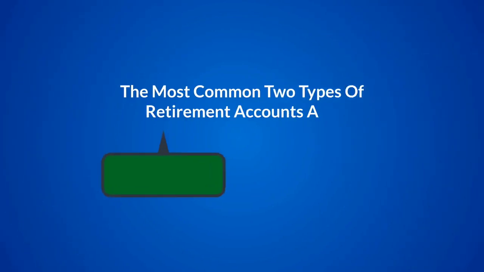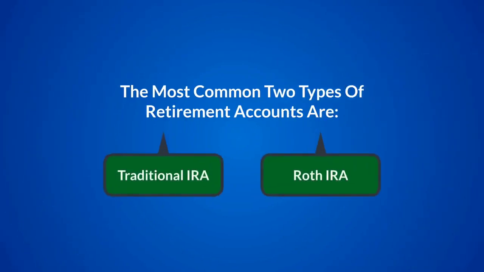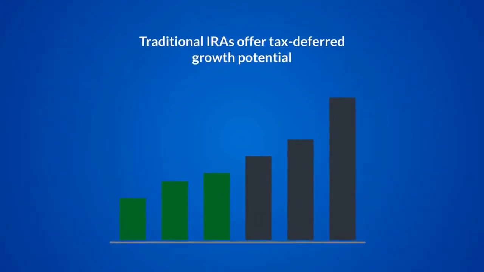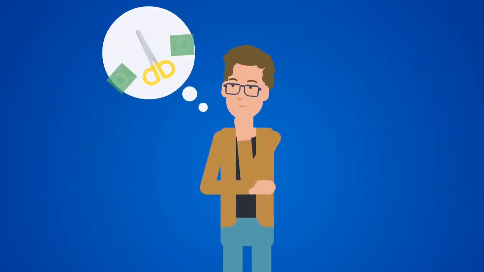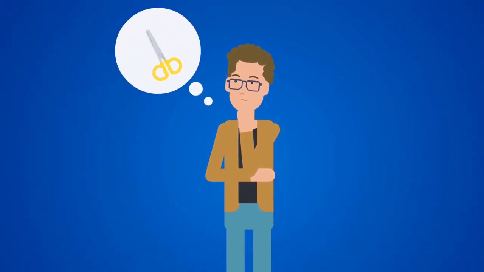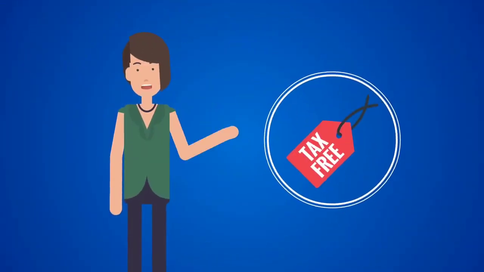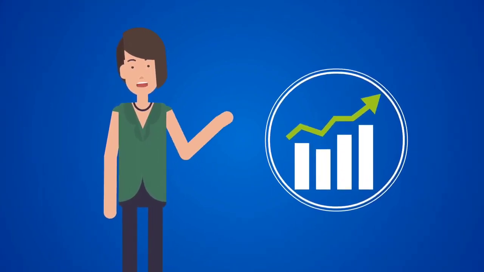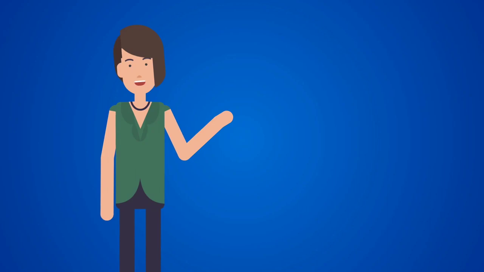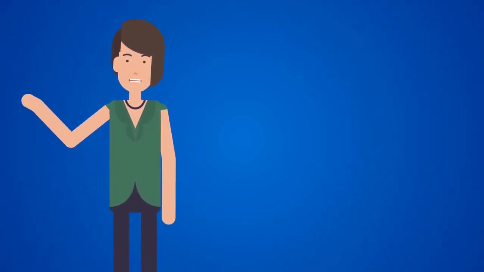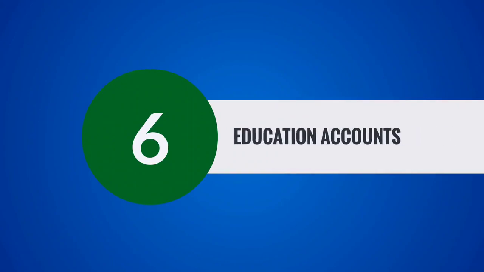The two most common types of retirement accounts are: traditional IRAs, which offer tax-deferred growth potential. It is best suited for an individual who expects to be in the same or a lower tax bracket. On the other hand, Roth IRAs offer tax-free growth potential. It is best suited for an individual who expects to be in a higher tax bracket when he or she starts taking withdrawals.